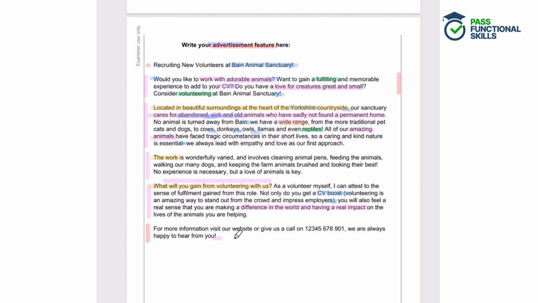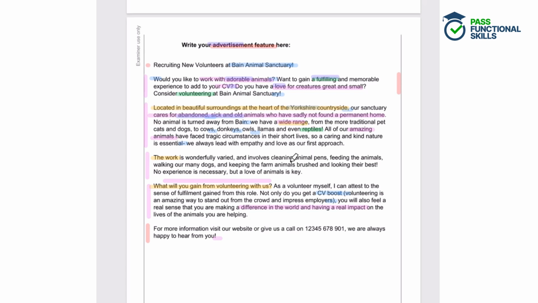We have a generally positive tone in this answer, and we've got some persuasive techniques that have been used. So, for example, we have these positive and emotive adjectives like adorable and love right at the top here, and fulfilling as well, to engage the reader and make them think positively about the potential experience of volunteering.